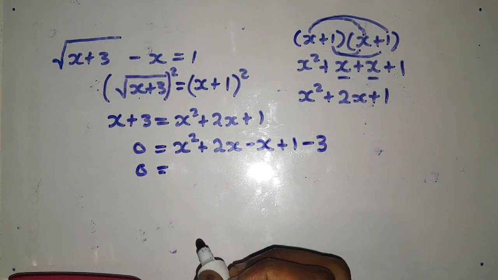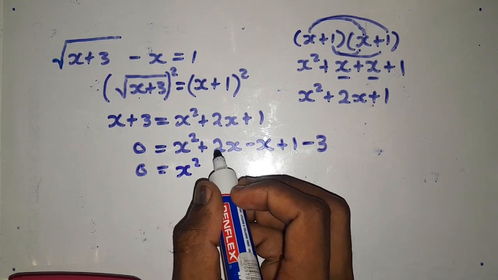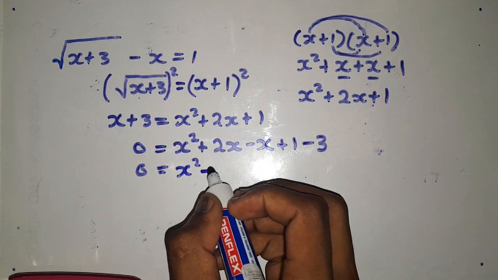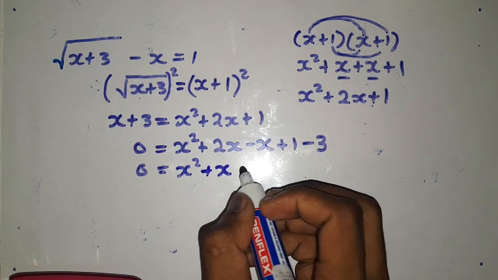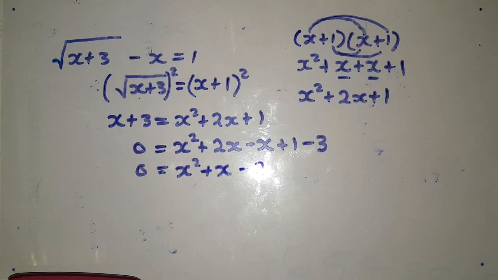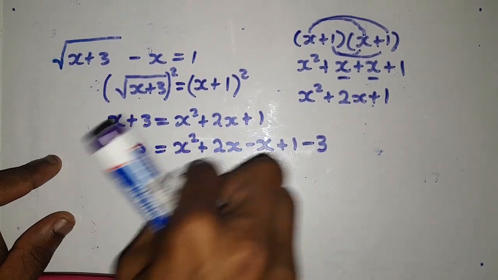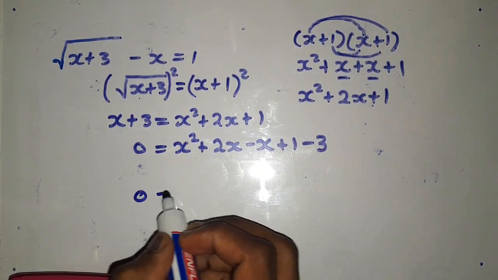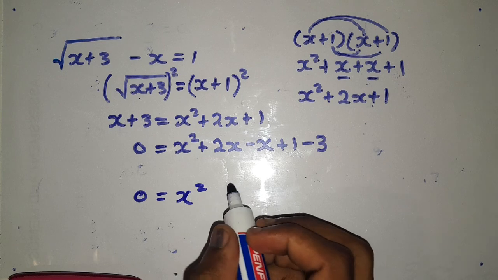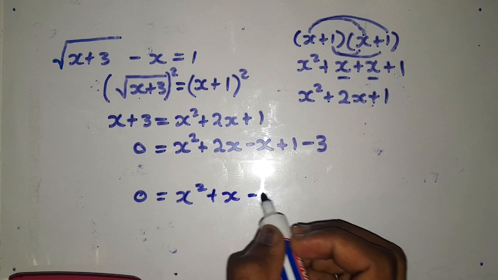Then we do have like terms, which are 2x minus x, we get plus x. 1 minus 3, we get negative 2. Oh, sorry about that light. It's negative 2 over there. Let me write it somewhere here, because some of us won't be able to see. We have 0 equals x squared plus x minus 2.